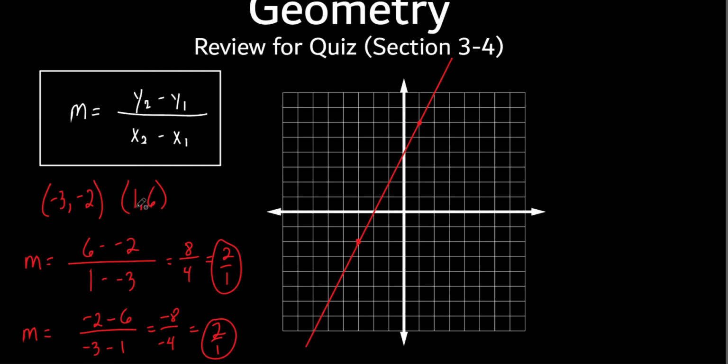Now look, if I went 6 minus negative 2, but then I went negative 3 minus 1, I'm subtracting in a different order, right? And you're going to get a negative instead of a positive, and that would be wrong. So make sure you subtract them. You could go y2 minus y1, or you could go y1 minus y2. But then if you go y1 minus y2, what do you have to do down here? x1 minus x2, all right? So it doesn't matter which order you do them, as long as you subtract them in the same order. All right, what I'm getting at is this. The slope of this red one is 2.